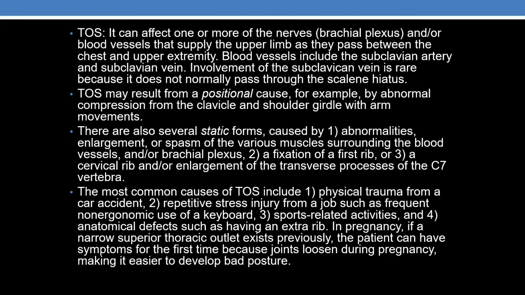For example, it can be caused by abnormalities, enlargement, or spasm of the various muscles surrounding the blood vessels and/or the brachial plexus. It can be caused by a fixation or a malformation of the first rib, perhaps secondary to a rib fracture with a healed enlarged callus. It can also be caused by, for example, a cervical rib, which would occupy space within the scalene hiatus, as would enlargement of the transverse processes of the C7 vertebra.